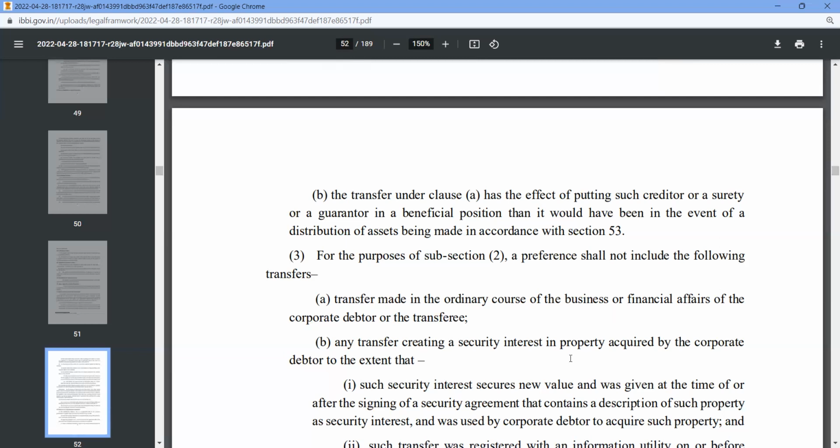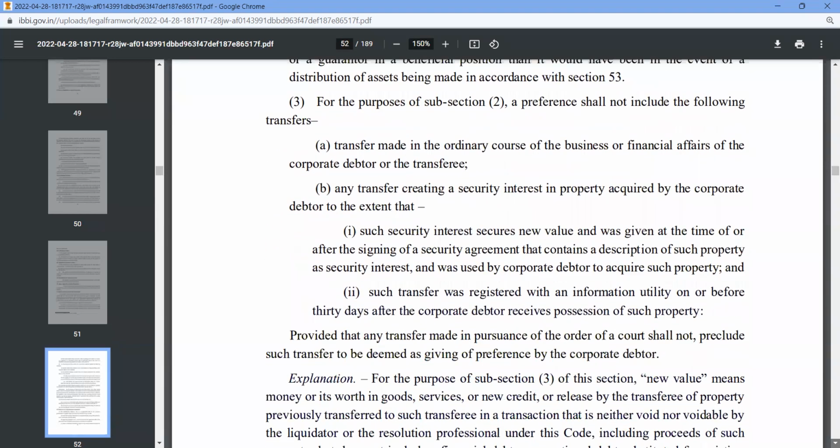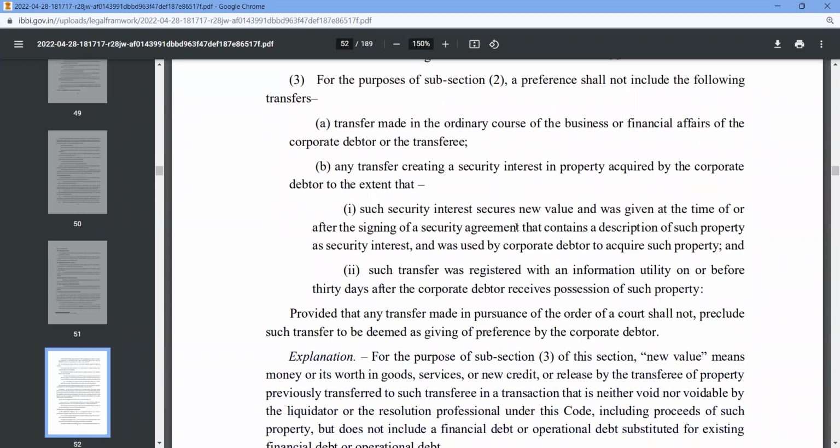Then any transfer creating a security interest in property acquired by the debtor, to the extent such security interest creates new value and was given at the time of or after signing of the security agreement that contains a description of such property as security interest, and was used by the corporate debtor to acquire such property, and such transfer was registered with an information utility on or before 30 days. So these conditions are cumulative. Both these conditions should be met. There should be some new value. It should be at the time of or after signing the security agreement. It's not that you have already signed some security agreement, you already created some security one year before, and now you are giving that security.